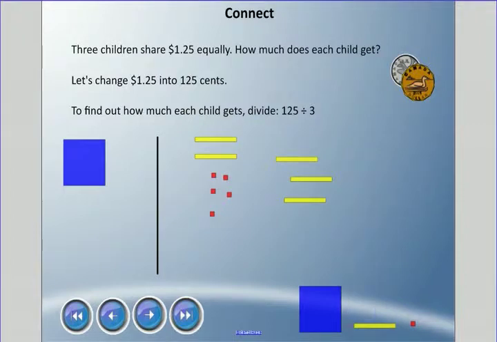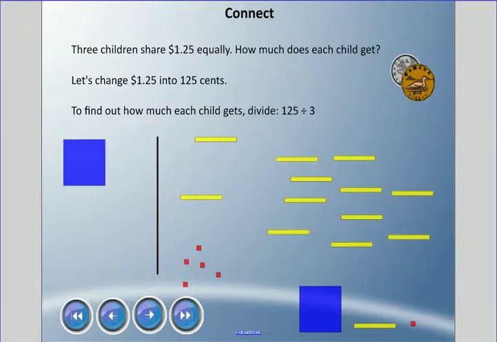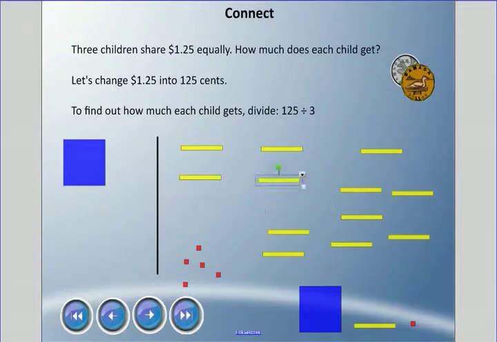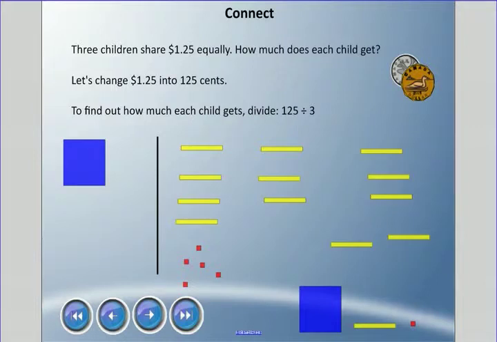3, 4, 5, 6, 7, 8, 9, 10. Now I'm dividing this into 3 equal groups. So I'm going to start with the rods here. So we'll do columns here. So here, 3 equal groups. Okay, so that seems to work. They divide evenly. So there's 4 in each group.